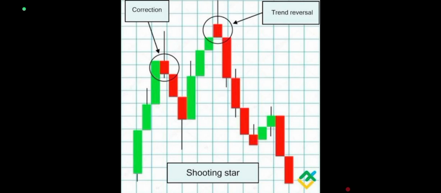Always combine these candlesticks with indicators like Bollinger Bands and the rest. So in my next video, I'm going to show you how to use Bollinger Bands and RSI.